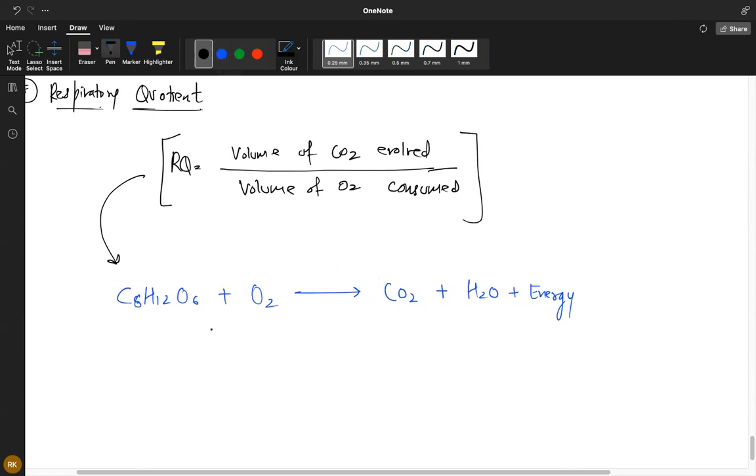Now first let's balance it. Can anyone balance it for me? Devangi? 6O2. 6CO2 and 6H2O. So this is a balanced reaction, right? Now can you find the RQ for me?